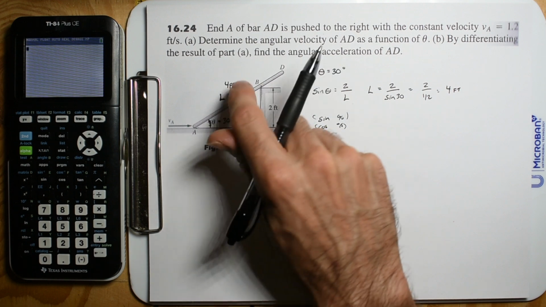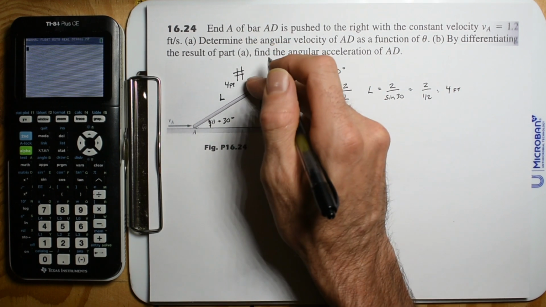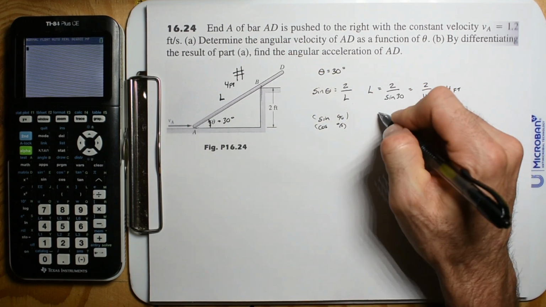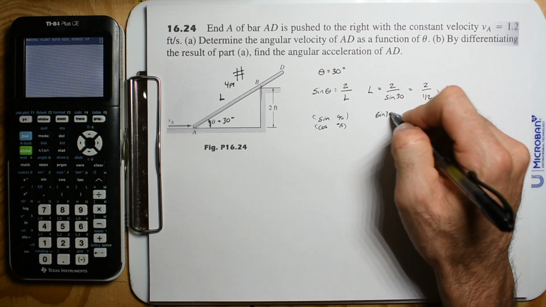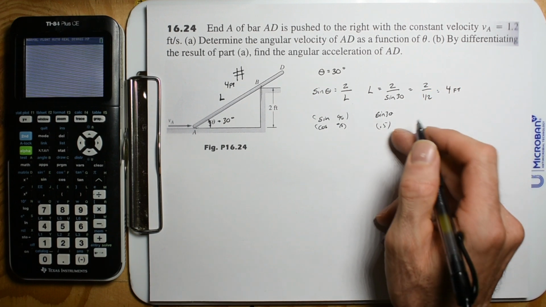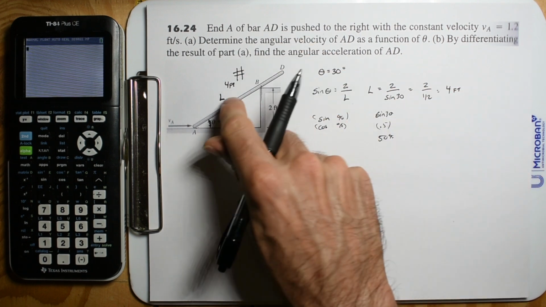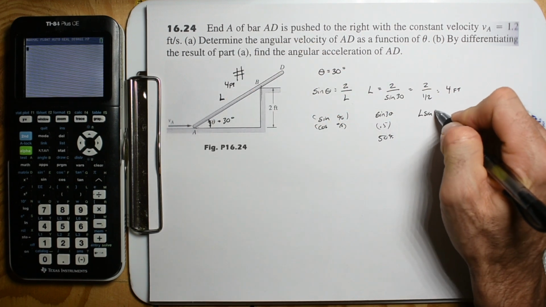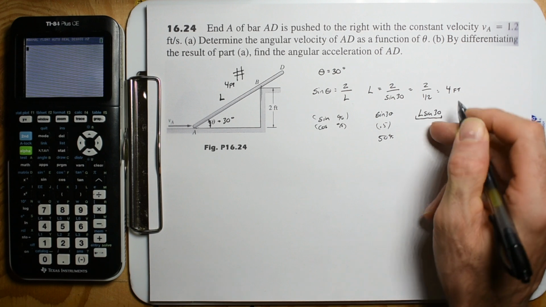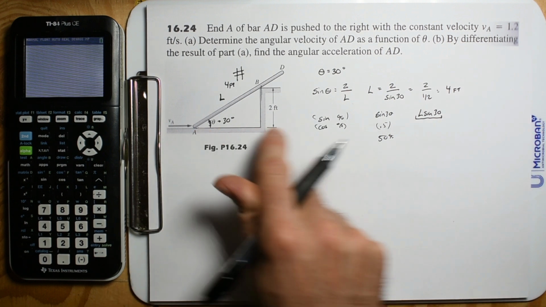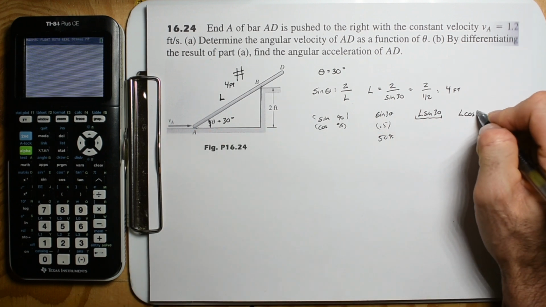If I'm already given the larger number, the sine of 30 is going to be 0.5, which is basically 50% of the hypotenuse. So you would write it like L sine 30. This is the format that you would see. If I wanted to know this side, I would do L cosine 30.